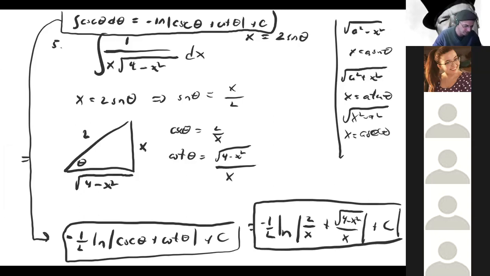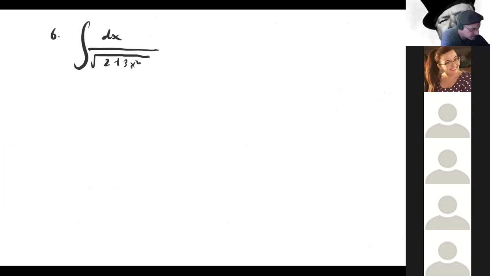Okay, so let me clear the screen. And now we get to problem number 6, which is to integrate dx over the square root of 2 plus 3x squared. Now the trick with this is to think of 2 plus 3x squared in the following way.